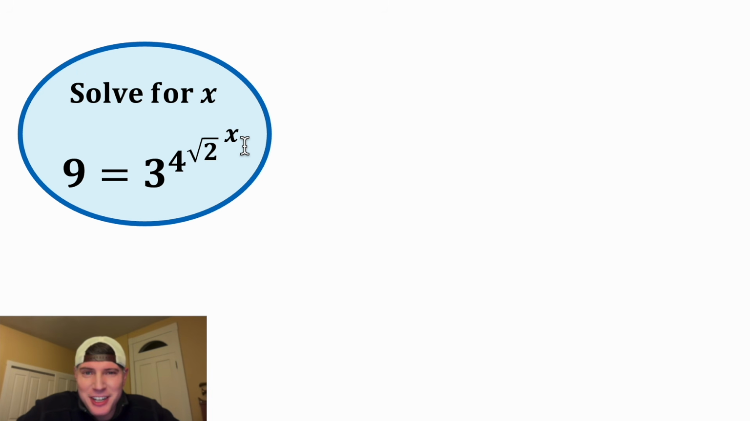In a power tower, you're supposed to evaluate from the top down, but how are we going to do that when we have an x right here? I want to try to make the bases match over and over and over again and see if we can keep dropping the base and then get the x all alone. We start with 9 is equal to 3 to the power of all of this.